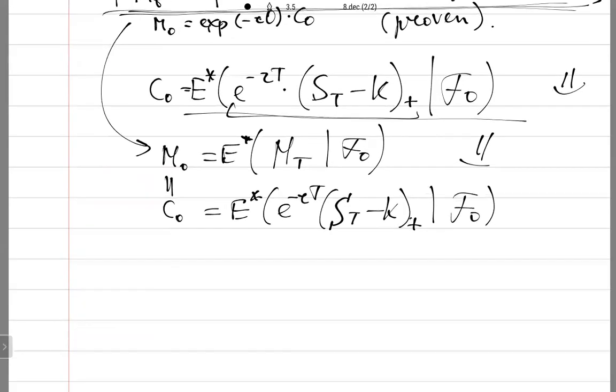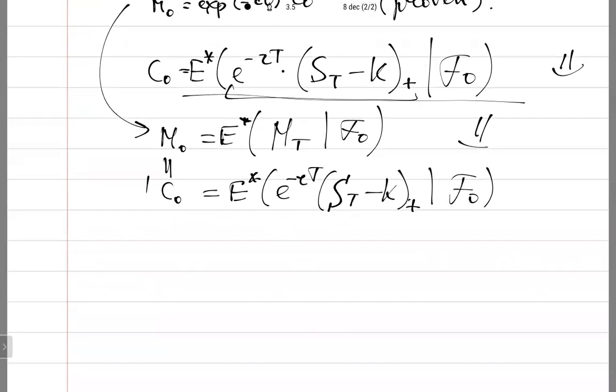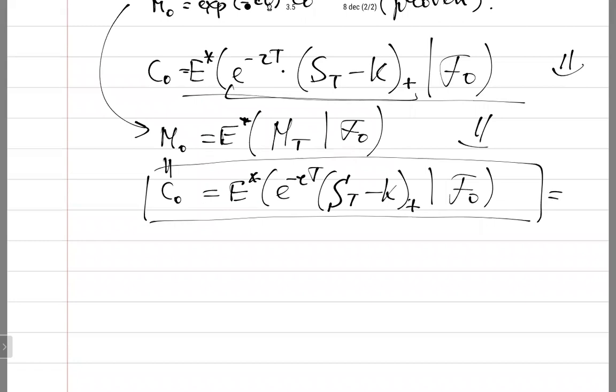Okay, let's move on. We only need to calculate the expected value. The only random variable is ST, the price of a share. K is specified in the contract. Big T is specified in the contract. R is the parameter of the model. So we just have exponent minus RT, ST minus K plus given F0.